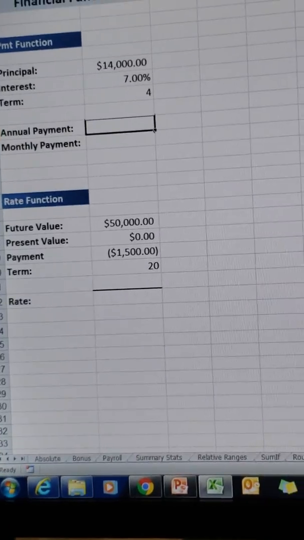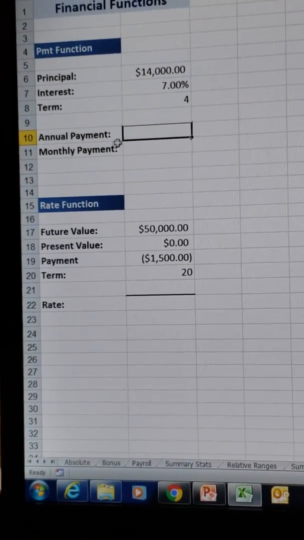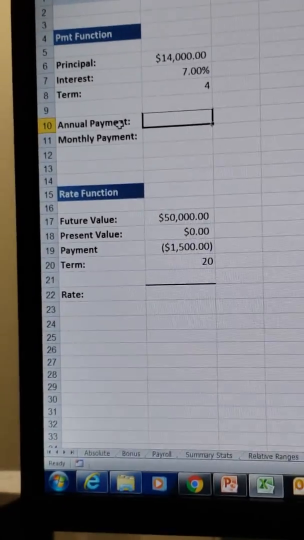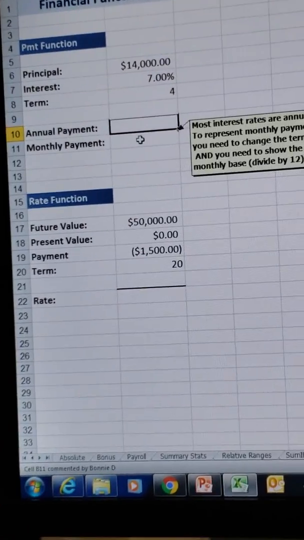So here we have the principal amount. I'm going to zoom in a little bit. We have the interest rate, and then we have the term, and then we have what is called like an annual payment. We have a monthly payment.